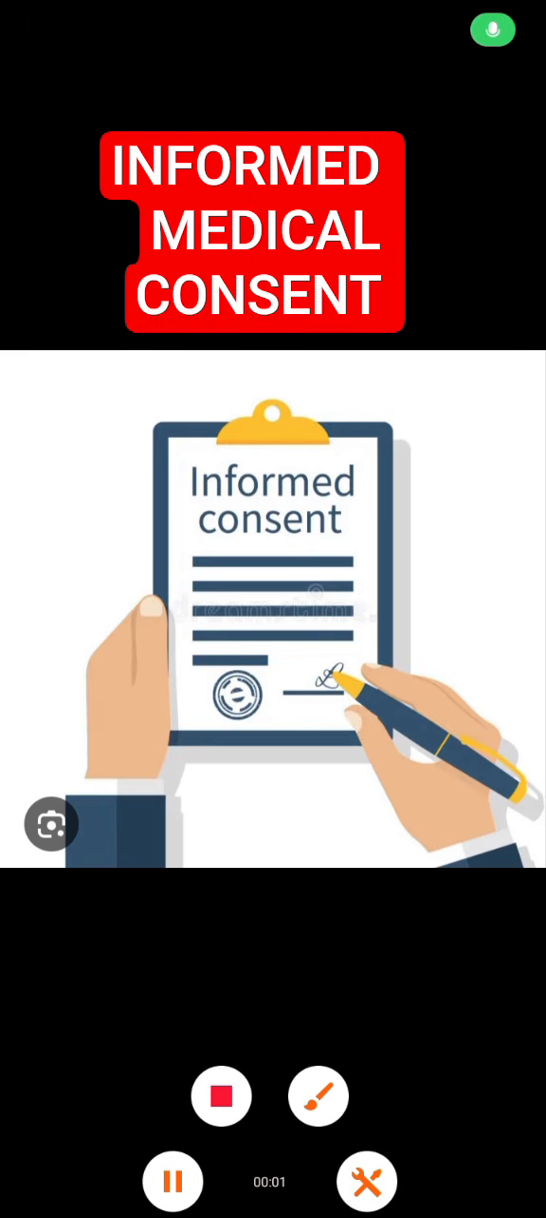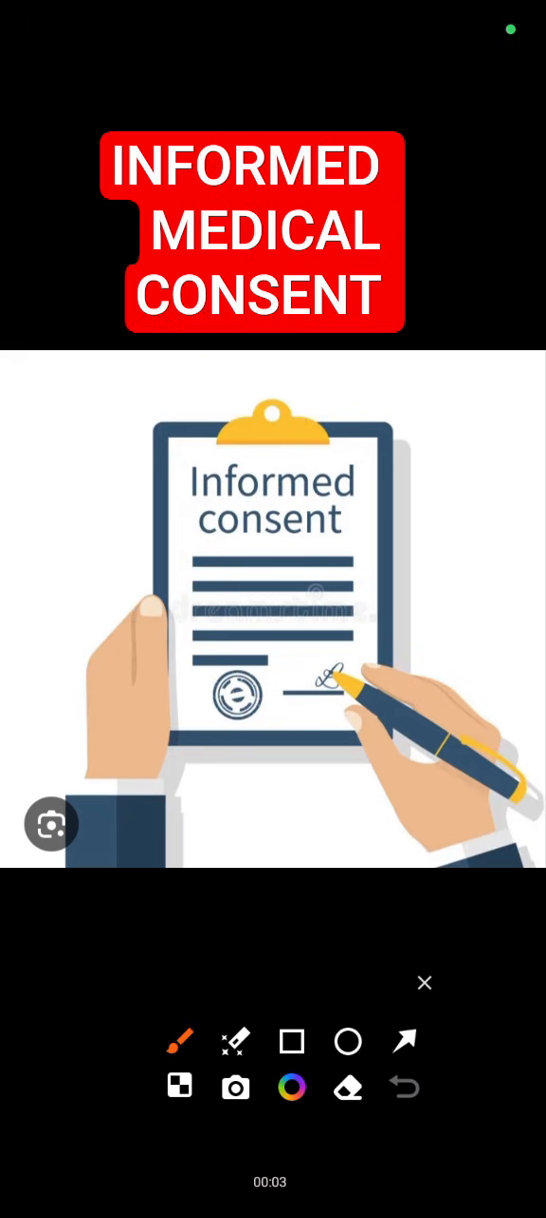Let's learn about informed consent. Today we will learn informed consent very easily. In the medical field, it is very important. So, what is informed consent?